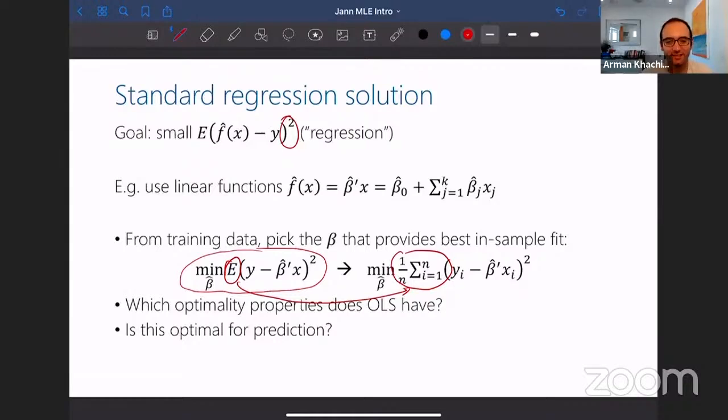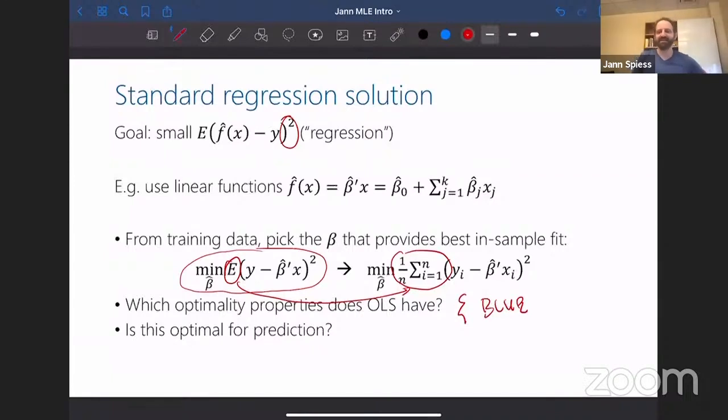I think the basic thing here is just that it's the best linear unbiased estimator. Can you say it again? I had problems understanding you. Just that it's the best linear unbiased estimator. Exactly. So it's the best linear unbiased estimator.